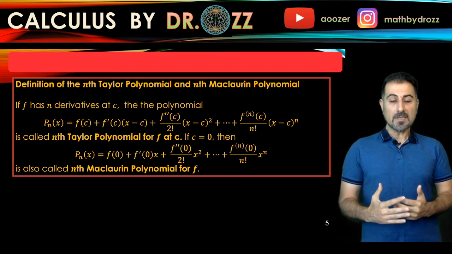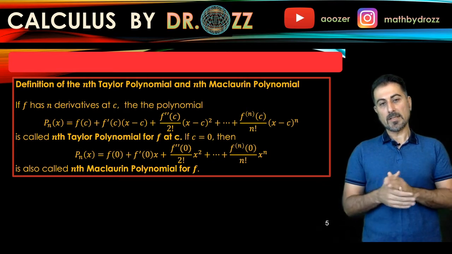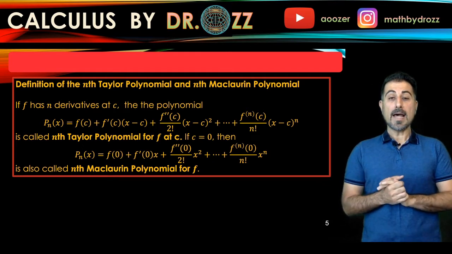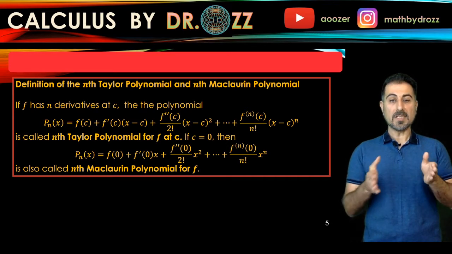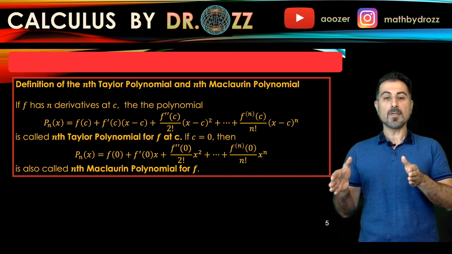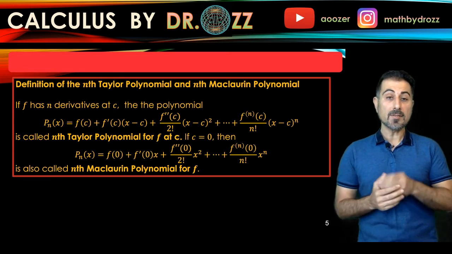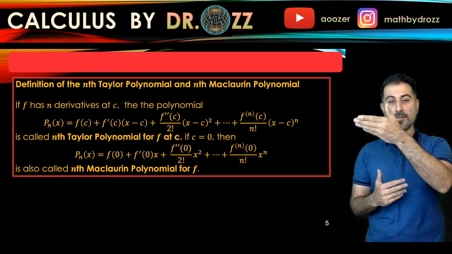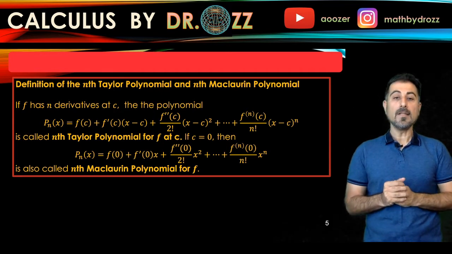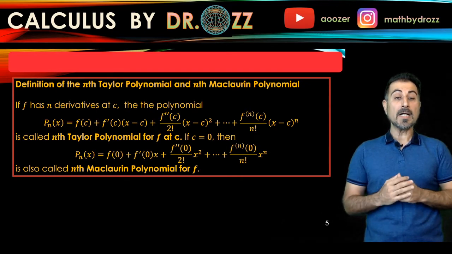If c is specifically equal to 0, so you have the expansion around the point x equals 0, that is called the MacLaurin polynomial for f, and it's the nth order because we keep terms up to the order n. As you see, the last term here is x to the n, and at the bottom, x minus c to the n. So that's where the nth order comes from.